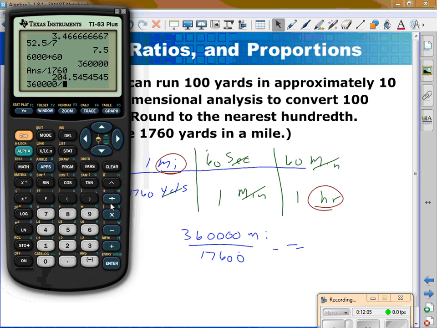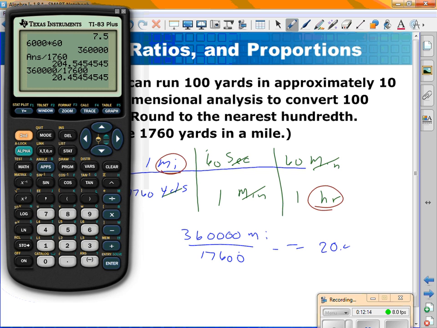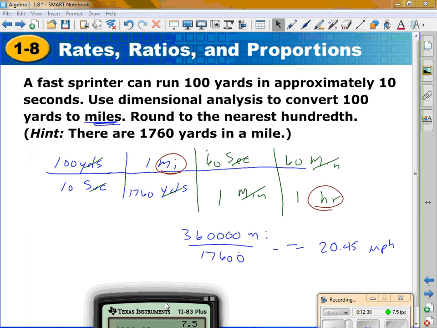So let's do 3601 divided by 17600. That's a little bit better. 20.45 miles per hour. Nearest hundredth? Hundredth is the 5. The number after that's a 4, so it keeps me a 5. So approximately 20 miles an hour. That's a little bit more realistic. It's fast, but realistic.